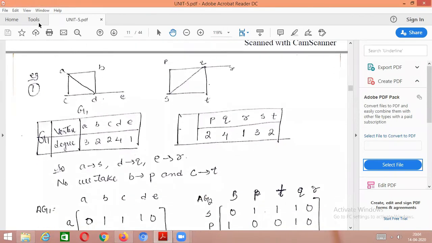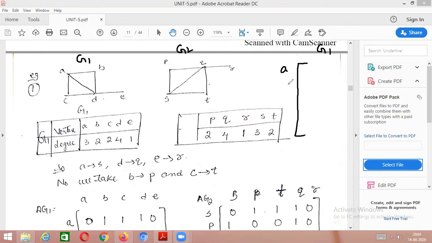So assume this graph is G1 and this one is G2. So we will write the adjacency matrix of the first graph first. What are the vertices? A, B, C, D, E. Next, A, B, C, D, E.